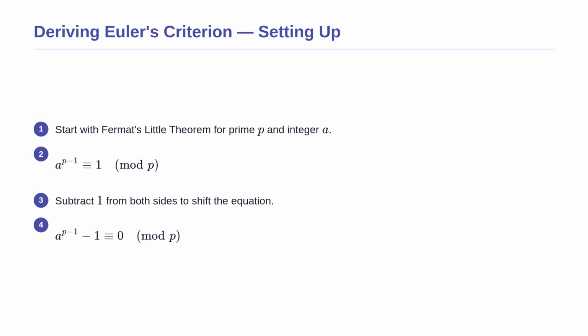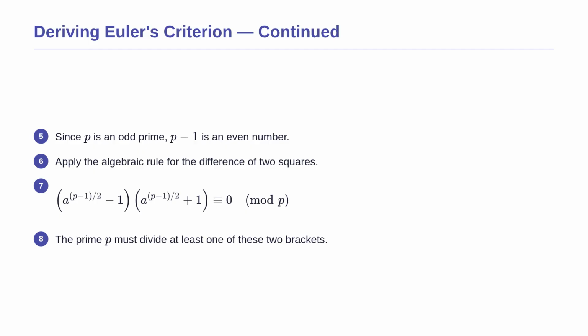By simply subtracting 1 from both sides of the congruence, we shift the equation to equal 0. This means the massive number on the left side is a guaranteed multiple of our prime p, setting up our next step. This small algebraic shift we just performed sets the perfect stage for factoring.